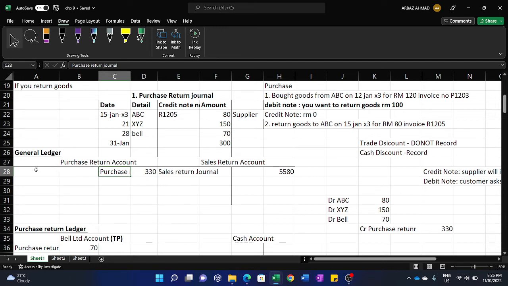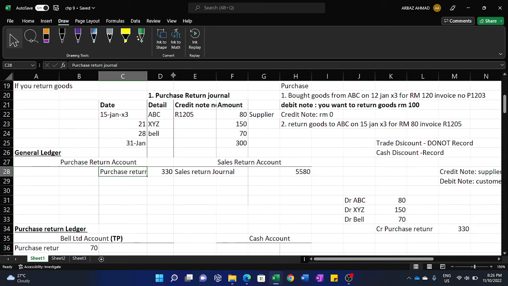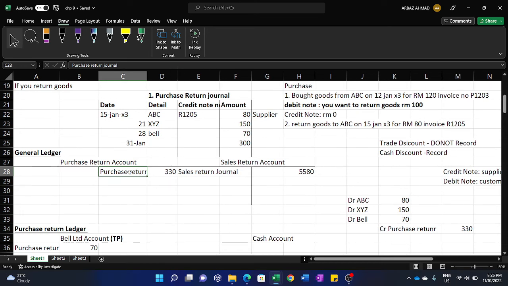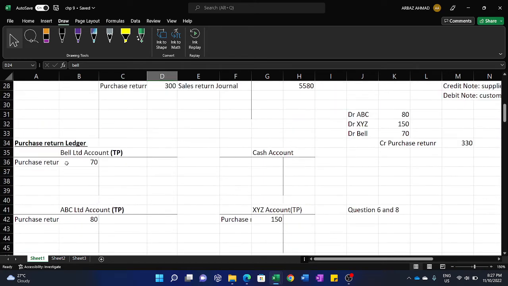You transfer it into purchase return. So we know purchase is an expense, right? But purchase return will be the opposite. Okay, purchase return will be opposite. So in this case, you have purchase return here 330, you are getting it from here. So in this case it will be 300. Okay, and then what you are going to do is a similar thing. You open the account for ABC, XYZ and Bell separately.